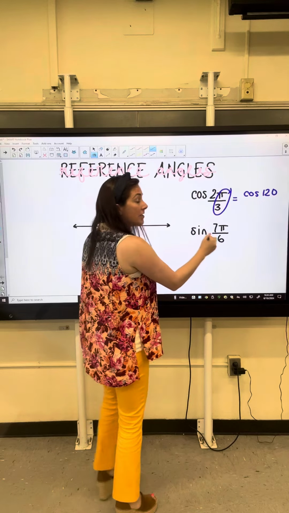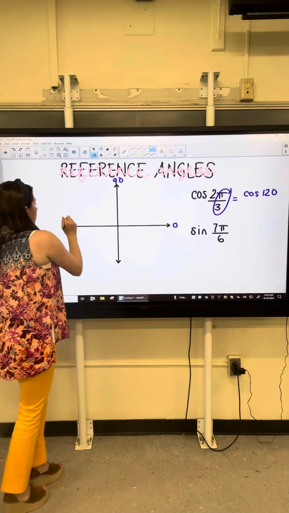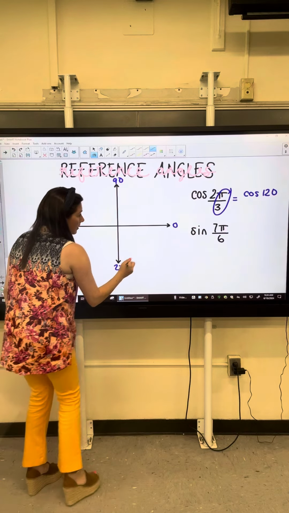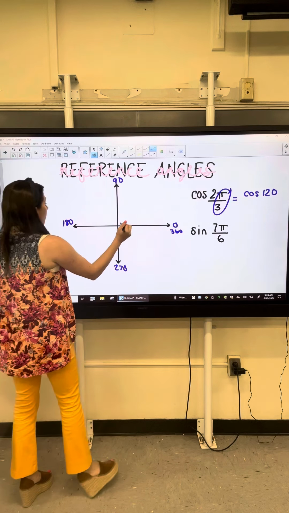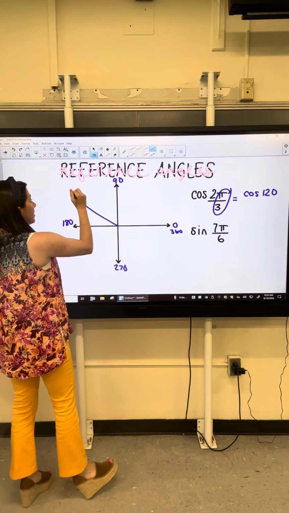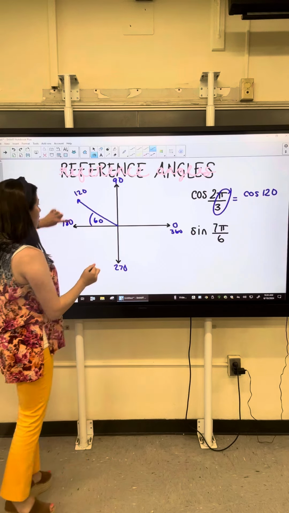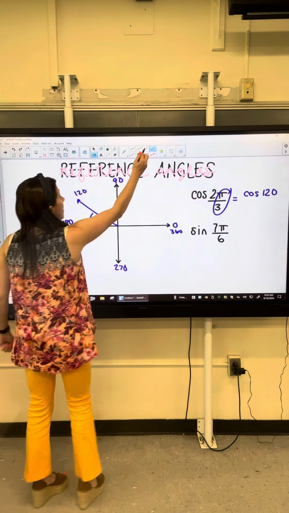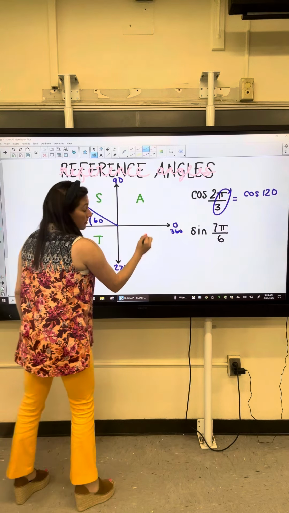So now I go and I say, okay, look at my coordinate plane. This is 0, 90, 180, 270, and 360. We think in degrees in calculus. So we go over here and we say, okay, 120 is right here, which means my reference angle is 60, just subtract them. And then we need to do All Students Take Calculus, okay?